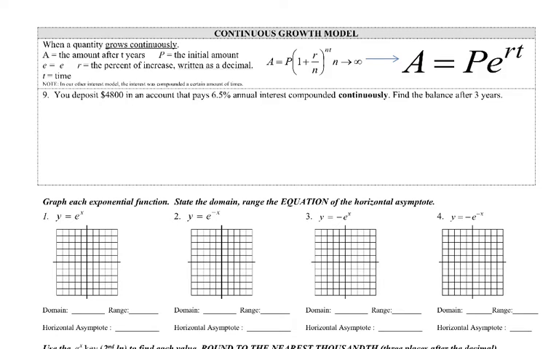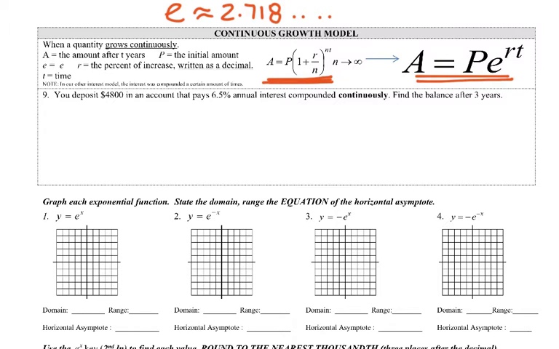Okay, so the previous page in the note packet talked about e, and without going into too much detail here, e is a cousin of pi, I call it, 2.718... It's a non-repeating, non-terminating decimal, so an irrational number, and it's basically this expression as it goes towards infinity, like this formula, as the number of compoundings gets more and more and more, it turns into this formula.